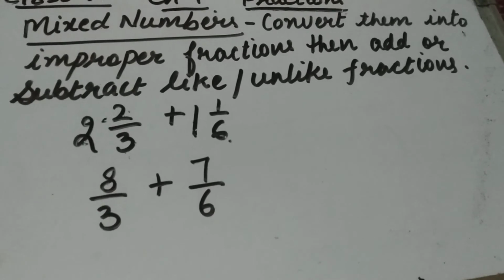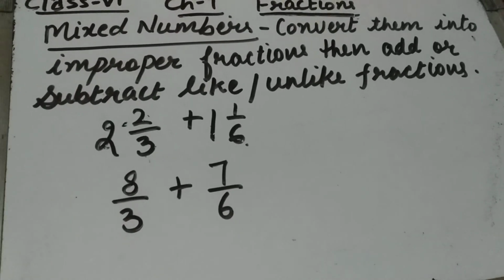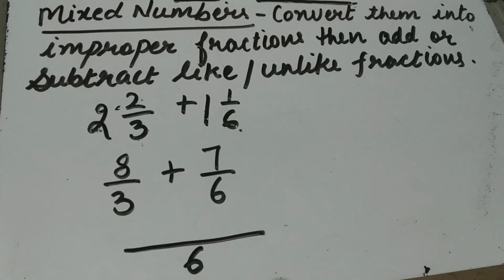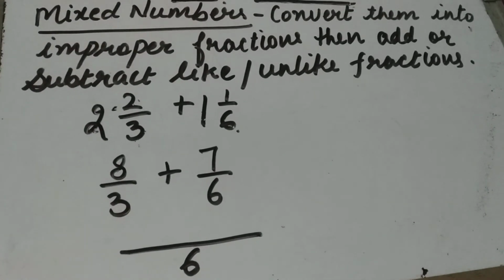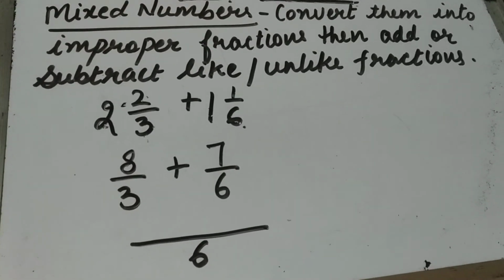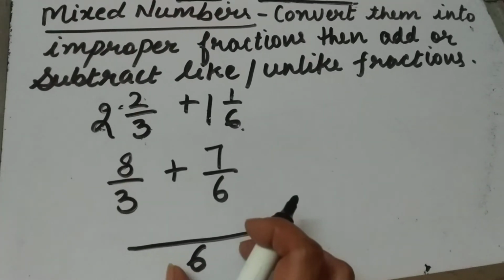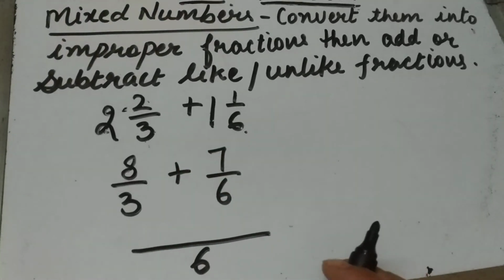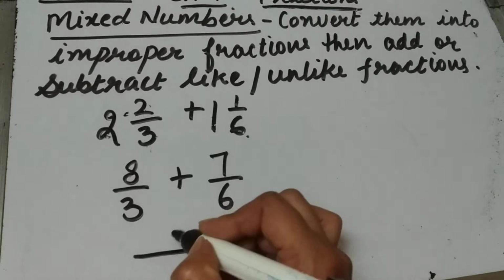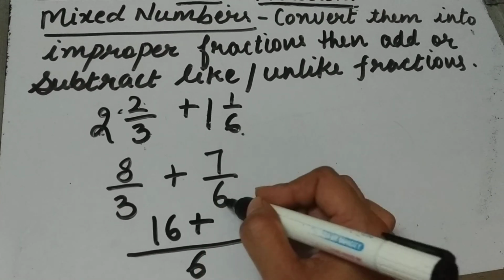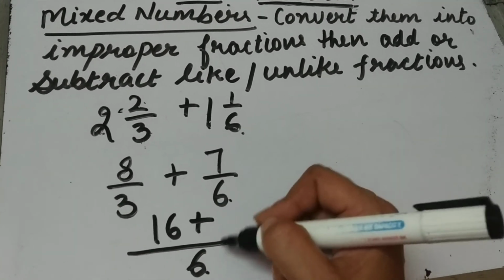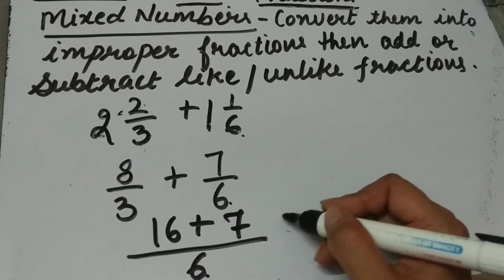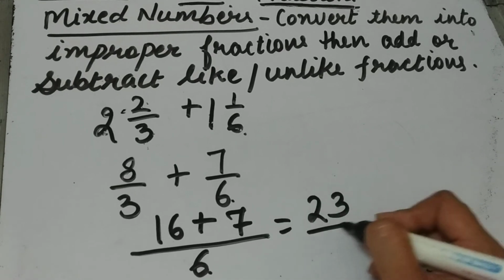Now both these fractions are unlike fractions, so we convert them into like fractions by taking the LCM. The LCM of 3 and 6 is 6, because 6 is a multiple of 3. We divide 6 by 3, and the quotient is 2, and 2 8s are 16. After that we divide 6 by 6. 6 1s are 6 and 1 7 is 7, and 16 plus 7 is 23 upon 6.